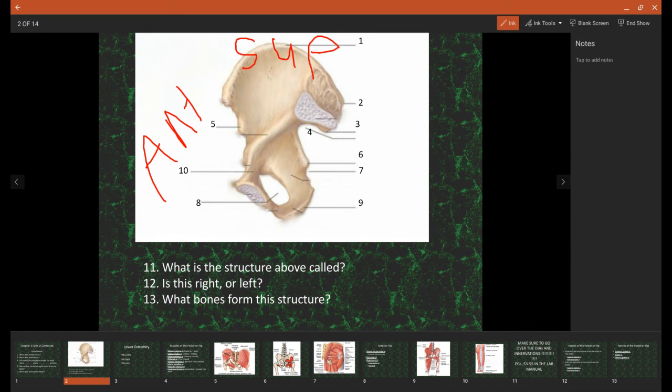Number 13, what bones form this structure? So what bones form an os coxa? It will be the ilium bone, the ischium bone, and the pubis bone. All three of those bones will fuse together and form this entire structure called the os coxa. So hopefully this review kind of shows you where you stand currently with what we've covered up until this point.